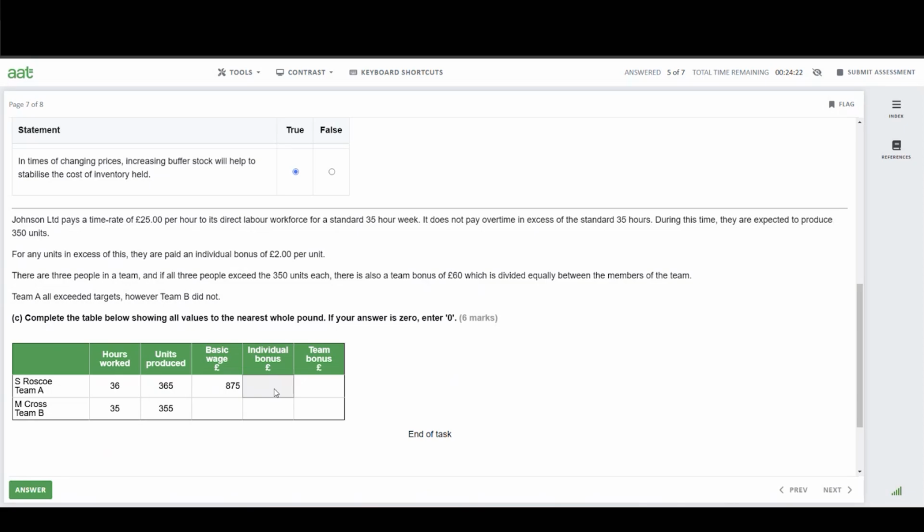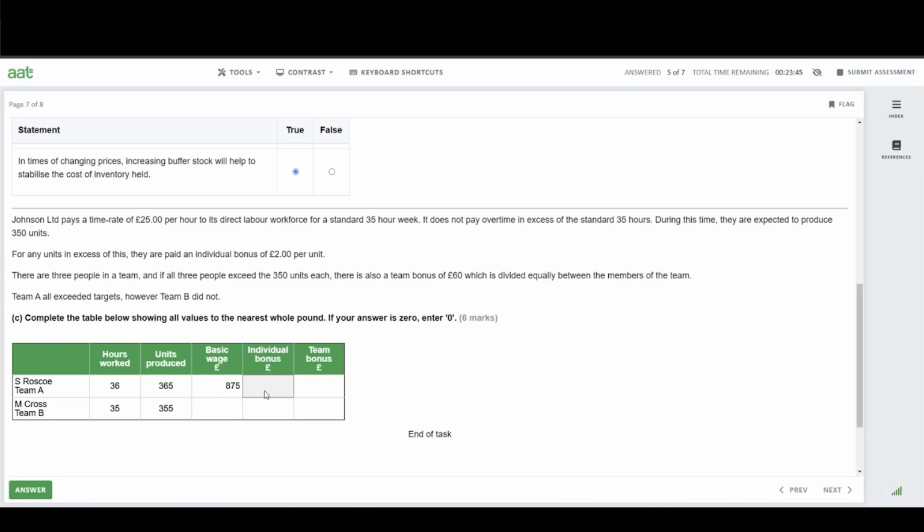Will S. Roscoe earn a bonus? Let's have a look. They produced 365 units. The bonus is paid. Here we go. During this time, they're expected to produce 350 units. Any units in excess of this, they are paid an individual bonus of £2 per unit. So S. Roscoe produced 365 units. The target was 350. The standard was 350. So they have made 15 units for which they will earn a bonus.